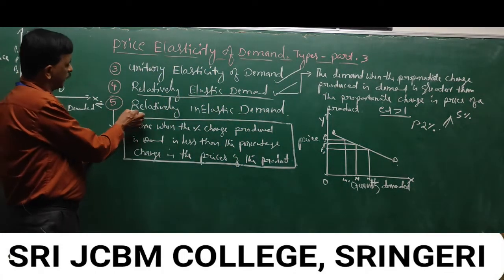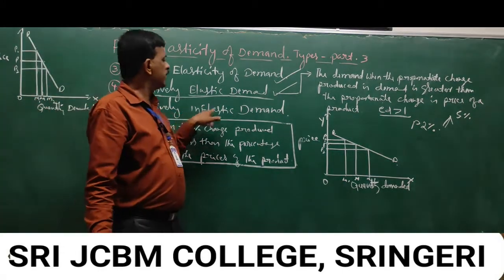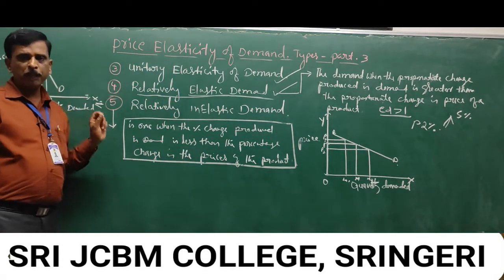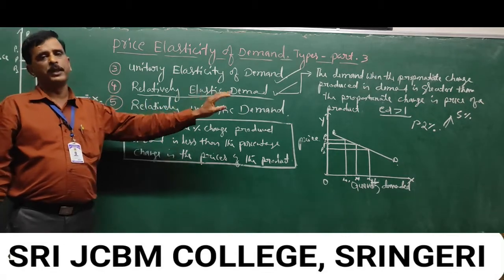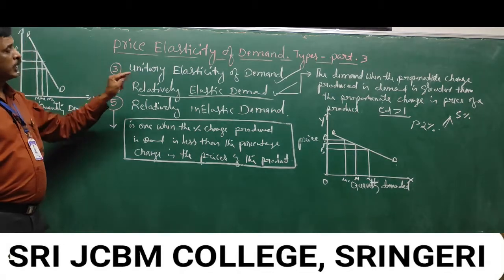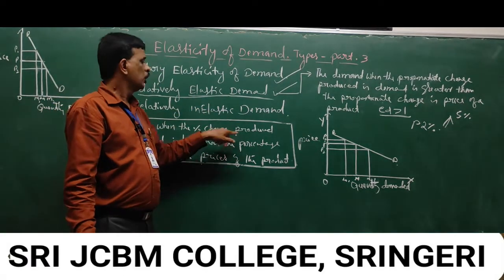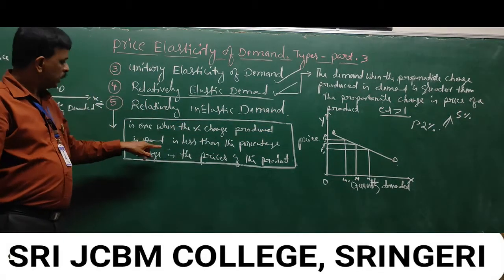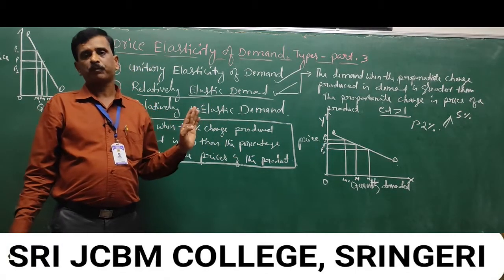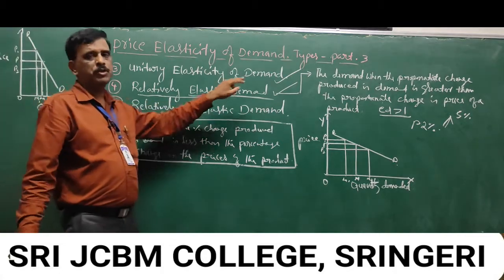The last important type of price elasticity of demand is relatively inelastic demand. Relatively inelastic demand is another important type of elasticity of demand. According to this concept, demand is relatively inelastic when the percentage change produced in demand is less than the percentage change in the price of the product.